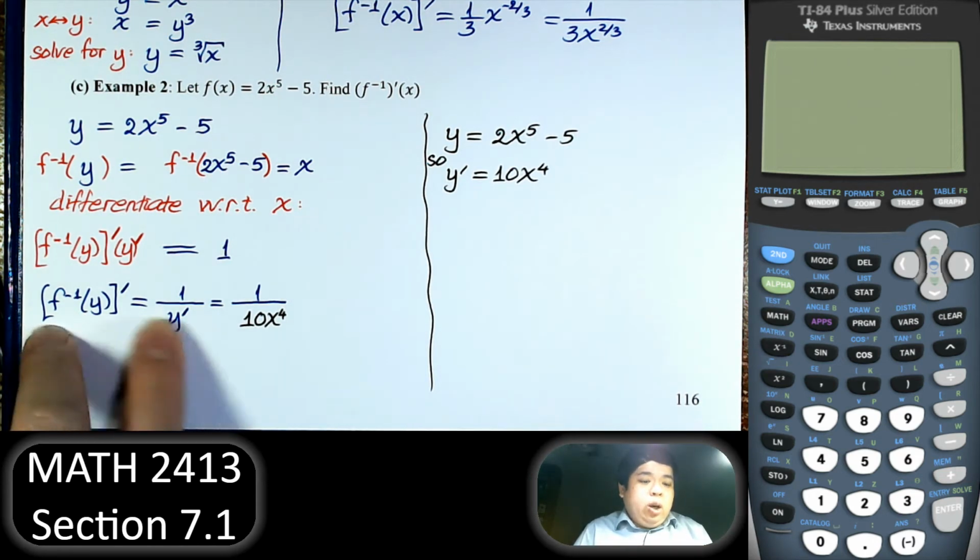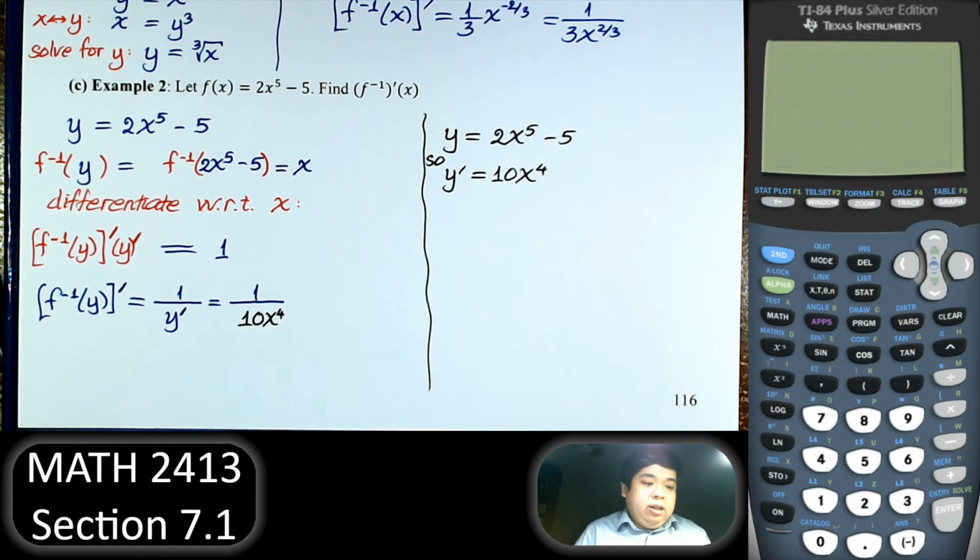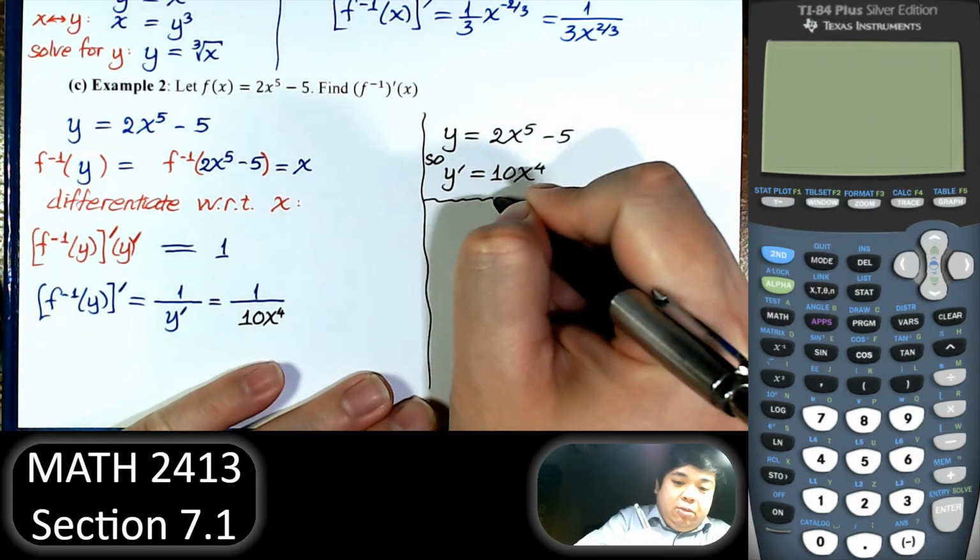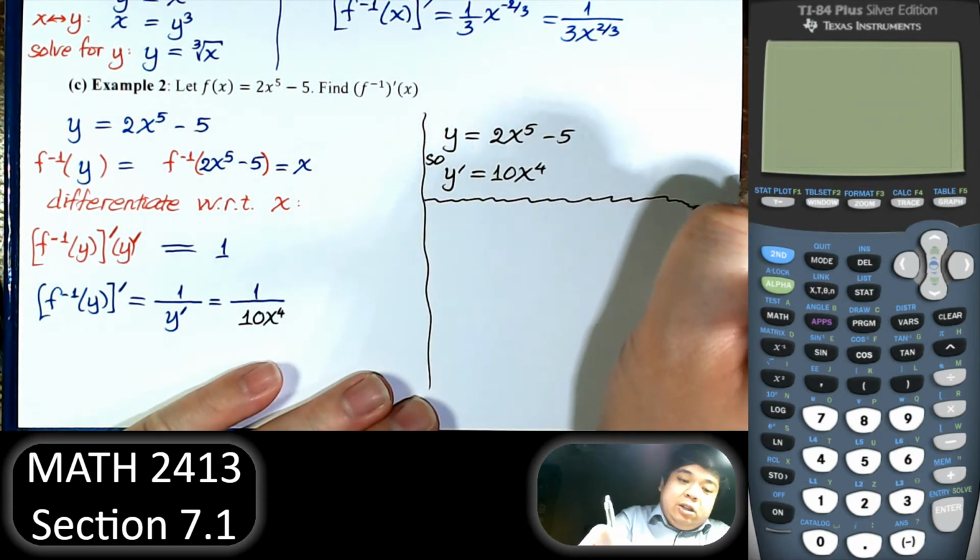Now, since this is y, we need to write the answer in terms of y, in terms of the same variable. So in that case, we have to know what x is equal to in terms of y. So that's where we find the inverse. All right.